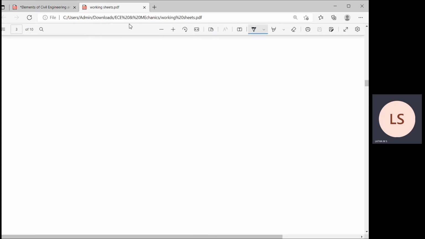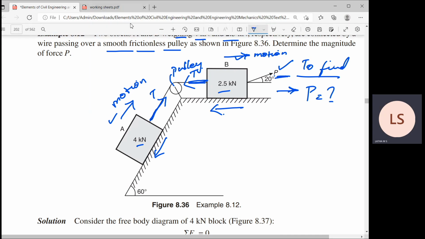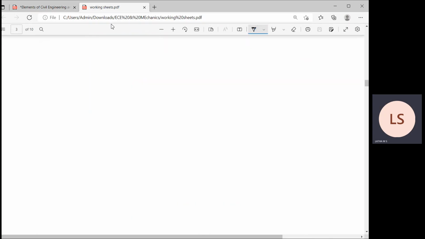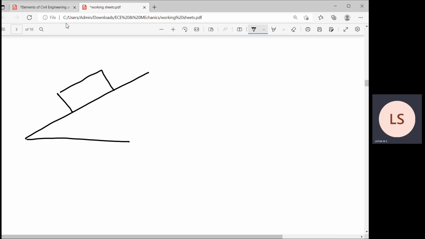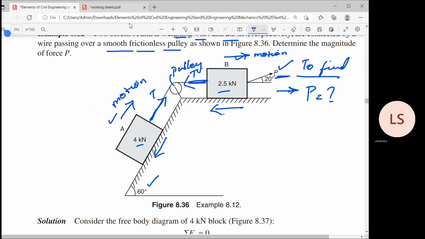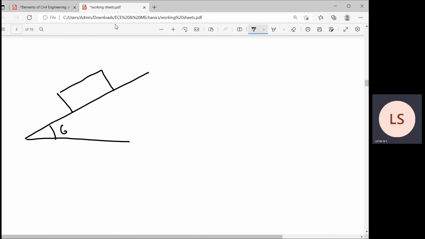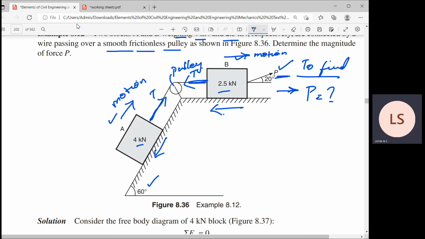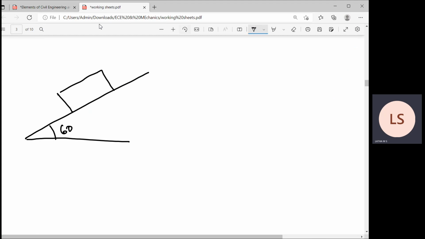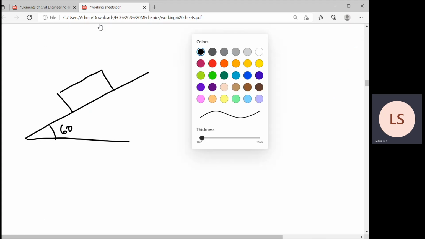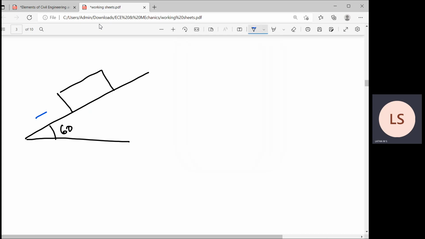Now we'll start drawing the free body diagram of block A at first. So this is the plane and block A is here, correct? And what is the angle? 60 degree. The diagram is not to the scale. And the weight of the block is 4 kilonewton. Before that, I'll drop the axis. The axis will be along the plane, the x-axis will be along the plane. The x and y-axis.